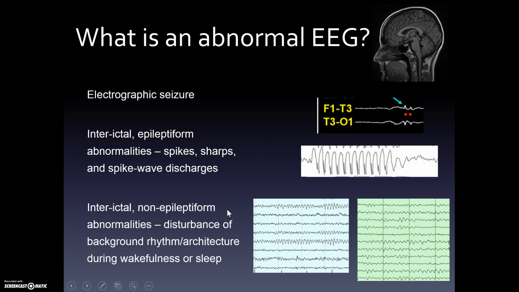There can also be interictal non-epileptiform abnormalities that might include disturbances of background rhythm and architecture, and this can be during either wakefulness or sleep. And so this is an example down here where this recording on the right shows a slower background rhythm compared to the one on the left.